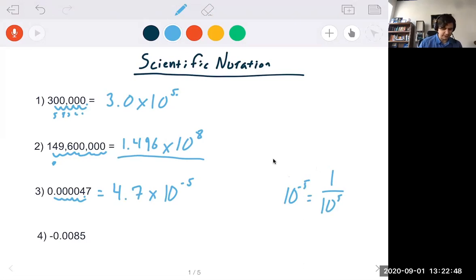Here we use the minus 5 because I counted hopping this over 5 times, and the number is a very, very, very small number. This is a little bit greater than 0. It's between 0 and 1.